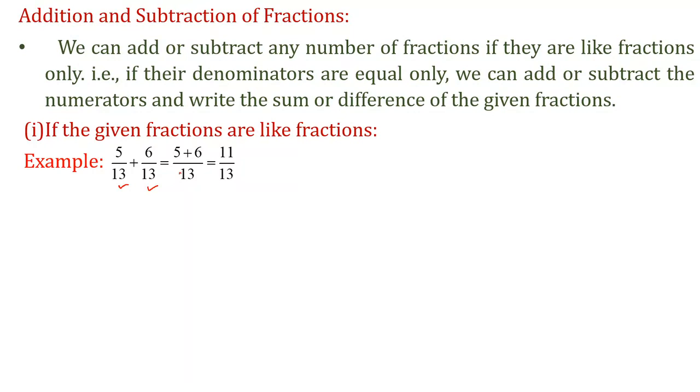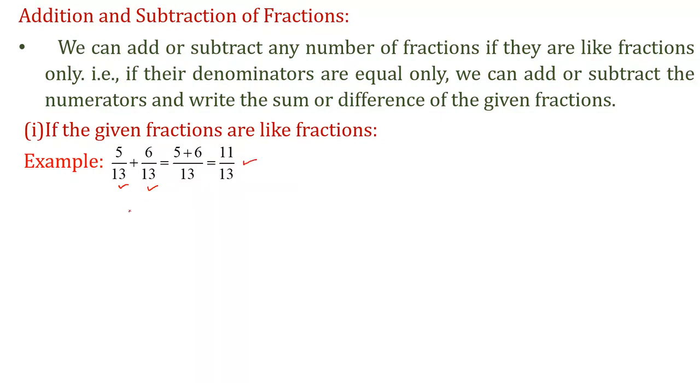What is the procedure for finding the sum of the given two like fractions? Just add the numerators only, because the denominators are already equal. Write the denominator as it is and write the numerator as the sum of the two given or three given numerators. So 5 plus 6, which is 11 by 13.